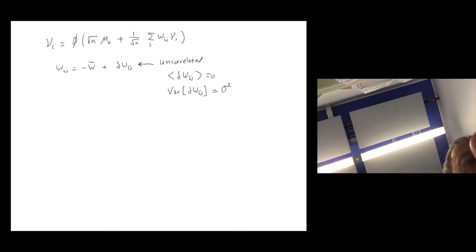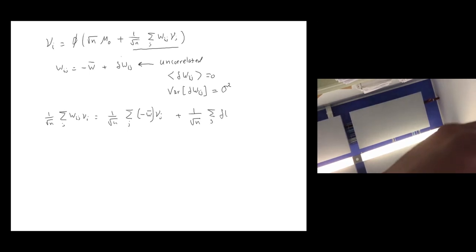So the first thing we're going to do is, 1 over root n, sum on j of W_ij nu_j, equals 1 over root n, the sum on j of two terms: minus W bar nu_j, and then plus 1 over root n, the sum on j of delta W_ij nu_j. And the first term is equal, so minus W bar comes out.